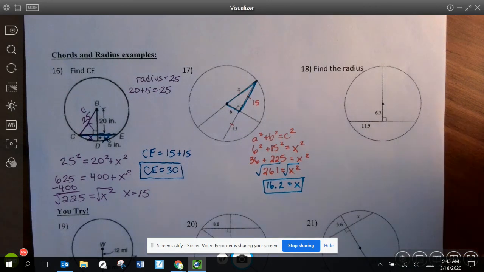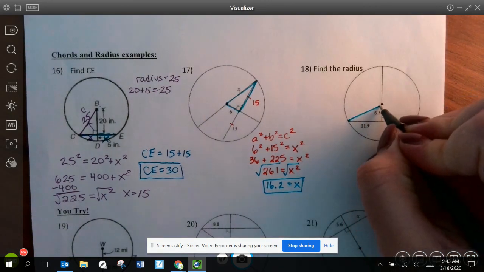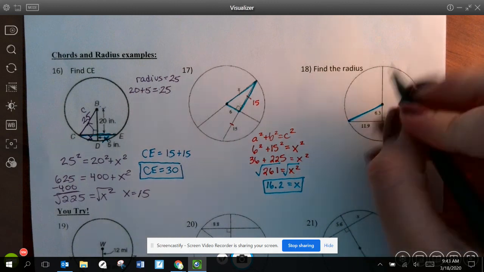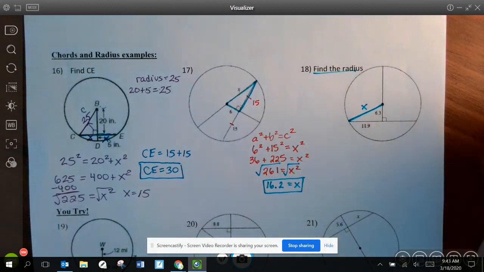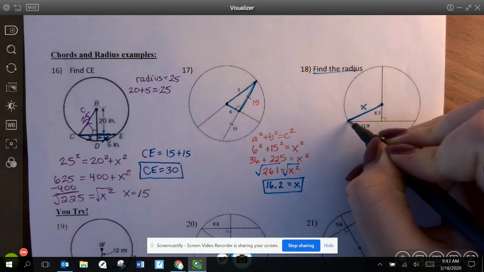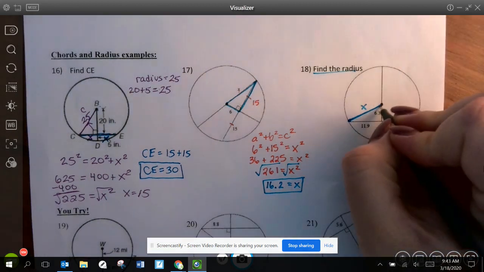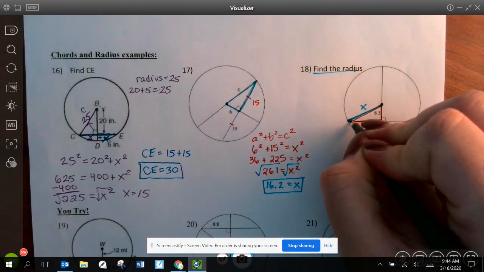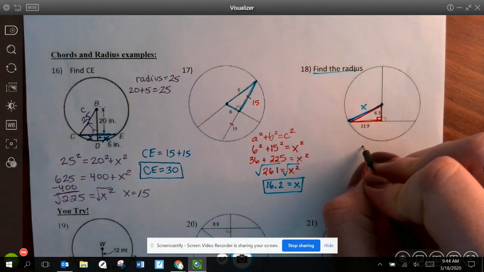So what I'm going to do is I'm going to create that radius. Remember, I can draw it anywhere I want to. So I'm going to draw my radius right here, and I don't know it. I'm looking for it. It says find the radius. So I'm going to put an X where my radius is. From the center to the edge of my circle, there's my radius. Now, I have this right triangle, and I could set up a Pythagorean theorem.